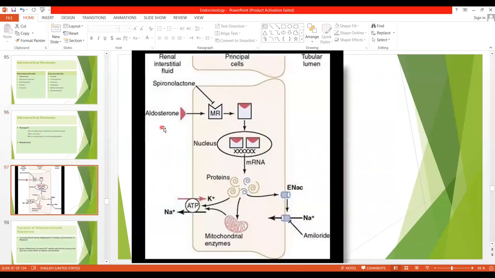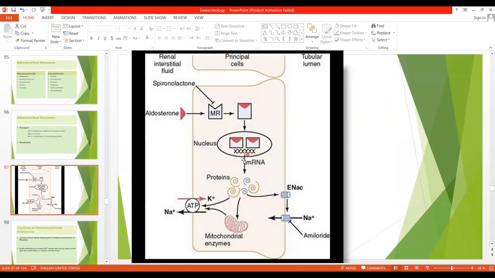Now, this is the mechanism of action of aldosterone. How does aldosterone act? It is a steroid hormone, so the receptors may be present in the cytoplasm or in the nucleus, but in this case this is the MR, the mineralocorticoid receptor. The hormone comes, binds with the receptor, a hormone receptor complex is formed, and then this complex goes towards the nucleus. Here, the hormone response element is present, in this case the mineralocorticoid response element, and it interacts with it.